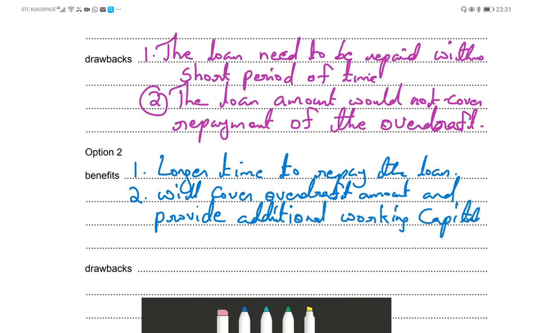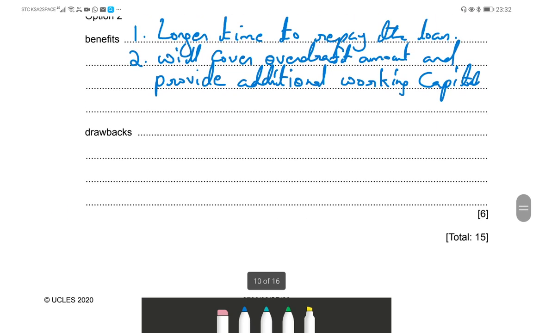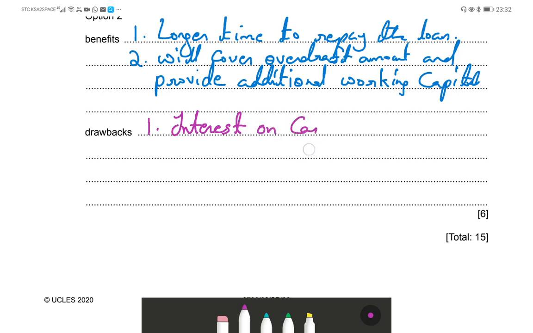What is the drawback? Here the bank is asking for interest on capital, and what is the other drawback? They need security. So the first one, interest on capital, and bank needs security.